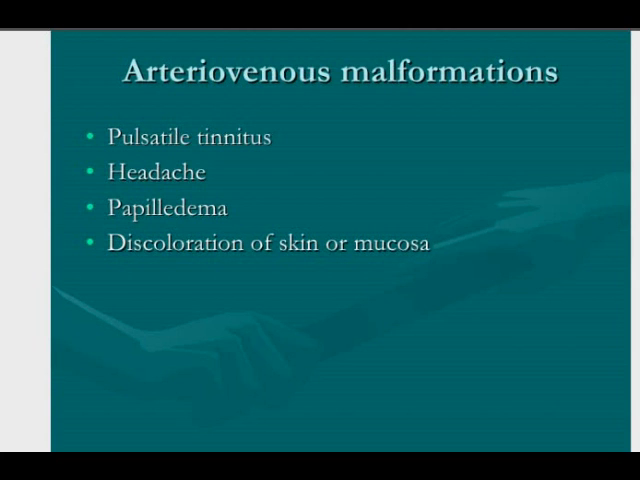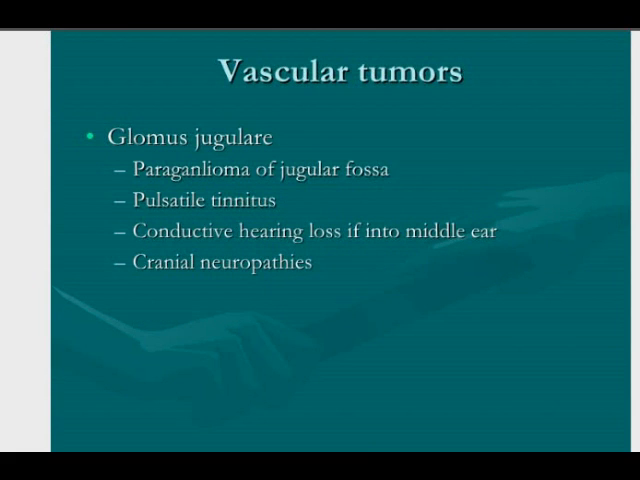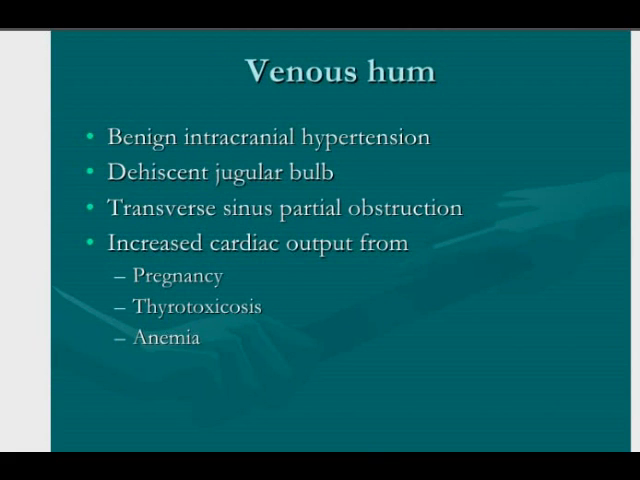Arteriovenous malformation, the main complaints: headache, pulsatile tinnitus, papilledema, discoloration of skin or mucosa. Vascular tumor: glomus tympanicum or glomus jugulare. Tumor in the middle ear, decreased with carotid compression. When we compress the site of the lesion in the neck, the tinnitus will decrease, accompanied by conductive hearing loss. Glomus jugulare: conductive hearing loss and pulsatile tinnitus.